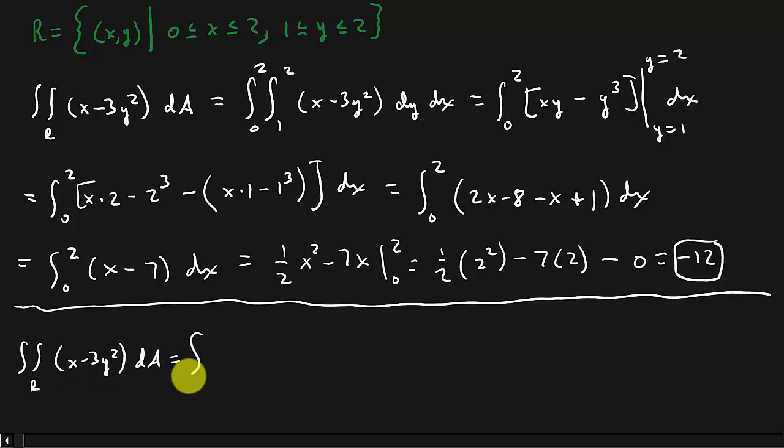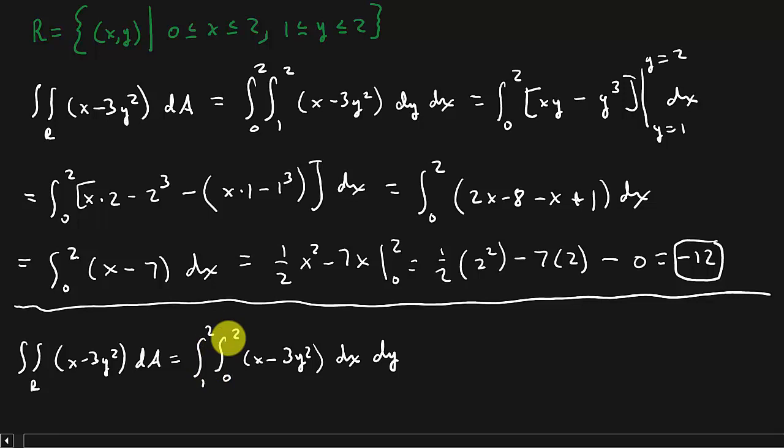All right, so now I'm going to integrate with respect to x and then with respect to y. So I've got the integral of x minus 3y squared dx dy. All right, so x is between 0 and 2, so my 0 and 2 is going to go on the inside here, and then y is 1 to 2.